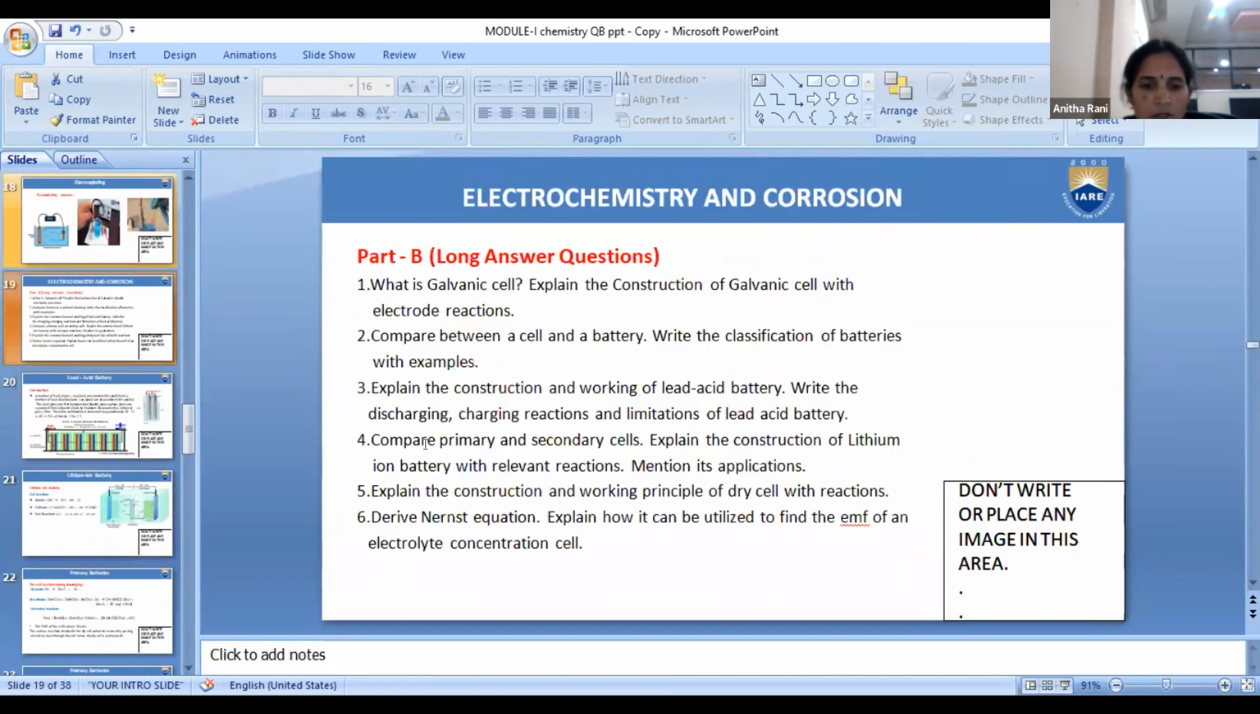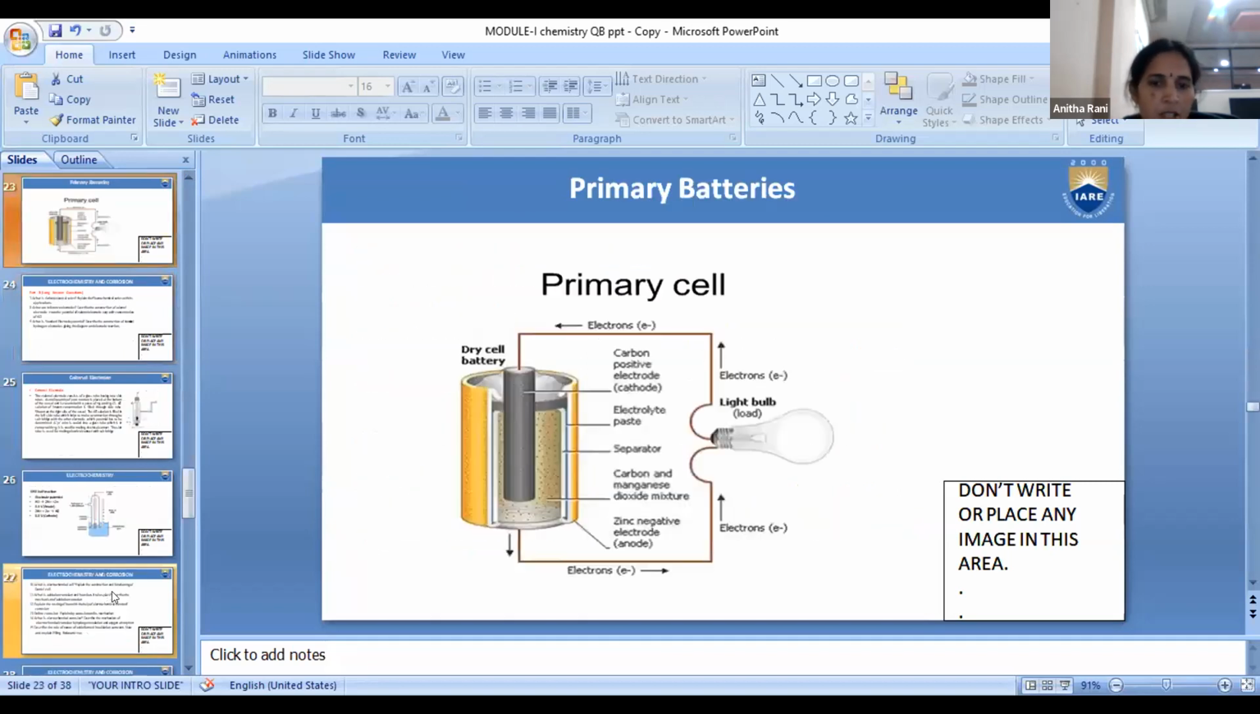Construction of lithium-ion battery, the fourth question, with relevant reactions and applications, I already told you to write. Next, explain the construction and working principle of dry cell with reactions. Here also you have to write the construction first.